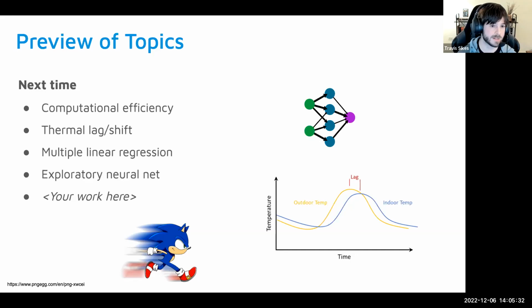I also hope that by next time I will have gotten to dive into the thermal lag. I'm kind of calling it thermal shift now because of Steve's comment last time about having the temperature lead the indoor energy usage. I think that is entirely valid and it's a good idea. And so that's no longer really lag, it's more of a shift. Hopefully, we will also be able to talk about our multiple linear regression model, as opposed to everything that I've talked about so far, as well as an exploratory neural net that we've been working on.